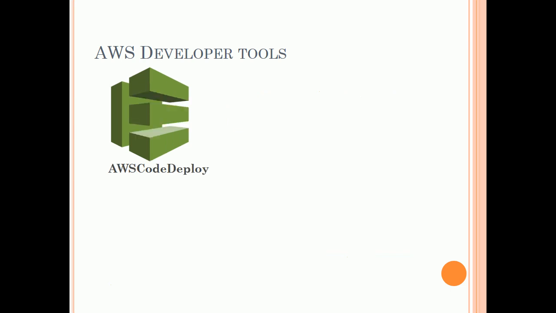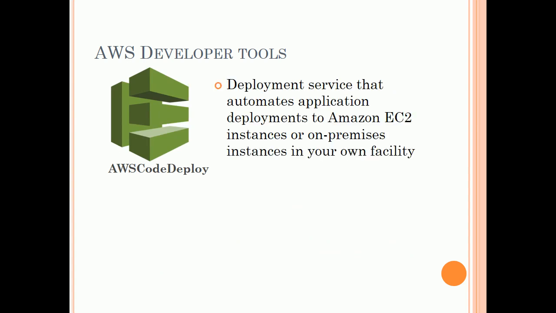Now let's see about AWS CodeDeploy. It is the deployment service that automates application deployments to Amazon EC2 instances or on-premise instances in our own facility. It makes it easier for us to rapidly release new features, helps us to avoid downtime during application deployment, and handles the complexity of updating applications without many of the risks associated with error-prone manual deployments.